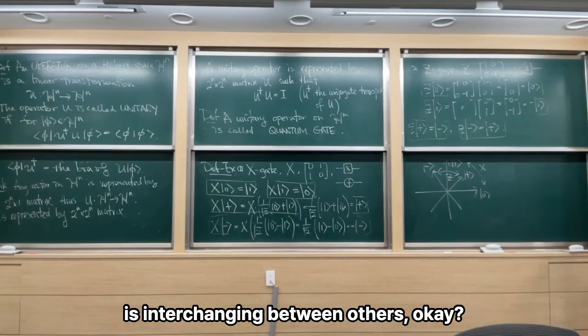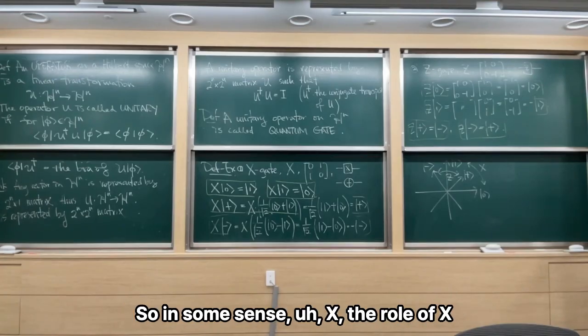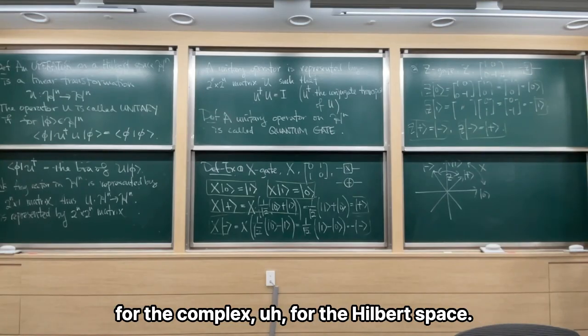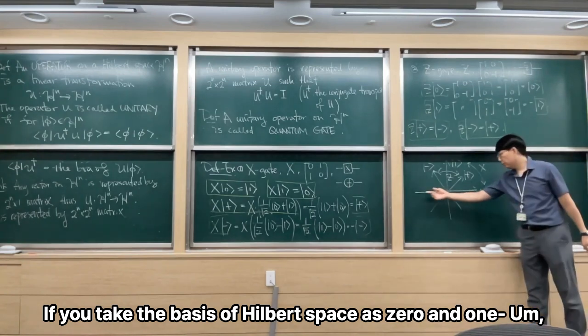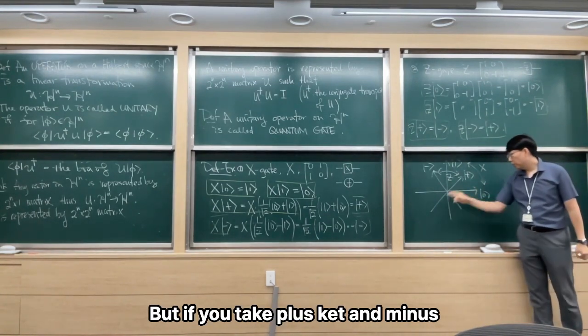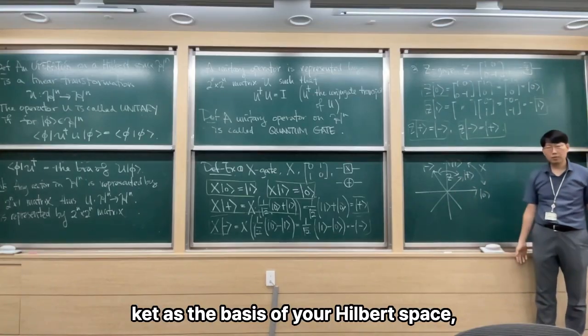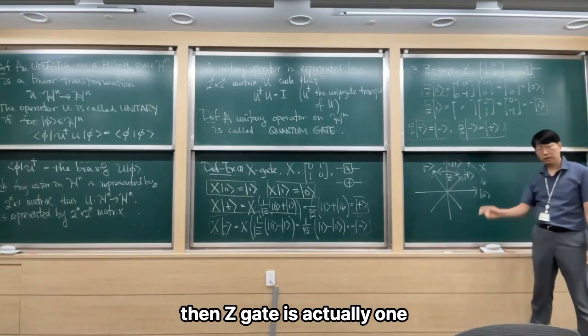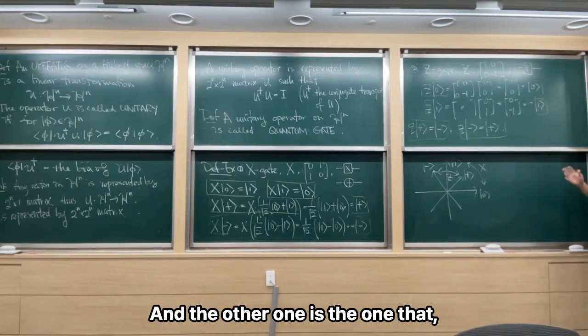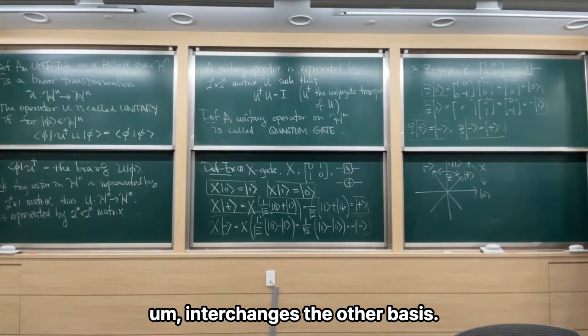Okay, so in some sense, the role of X and Z only depends on which basis you're taking for the Hilbert space. If you take the basis of Hilbert space as 0 and 1, X is something that interchanges them. But if you take plus ket and minus ket as a basis of your Hilbert space, then Z gate is actually the one that interchanges these two basis states. And the other one interchanges the other basis.